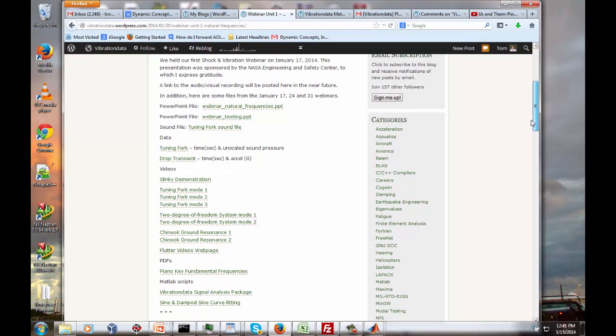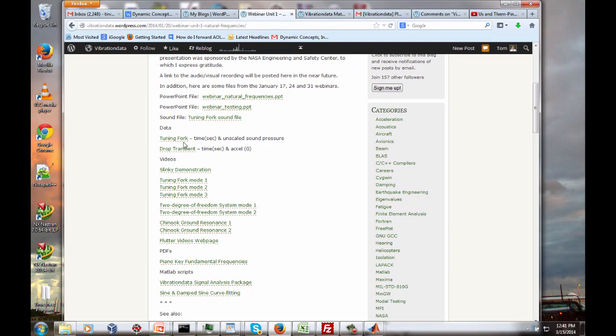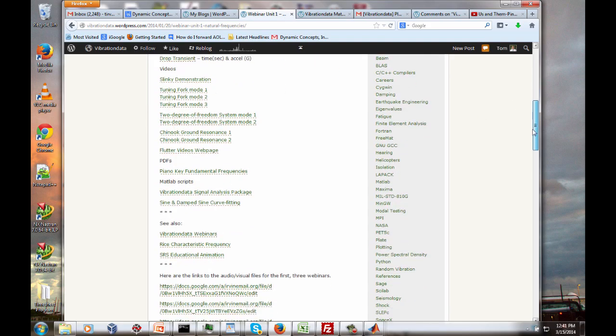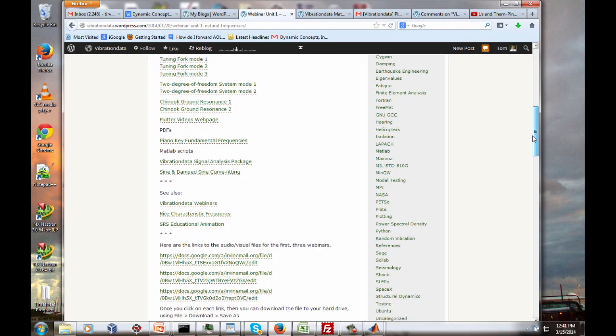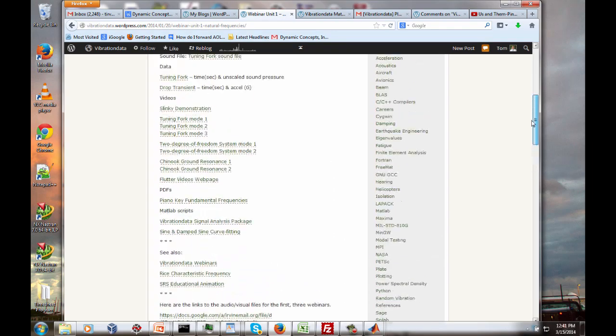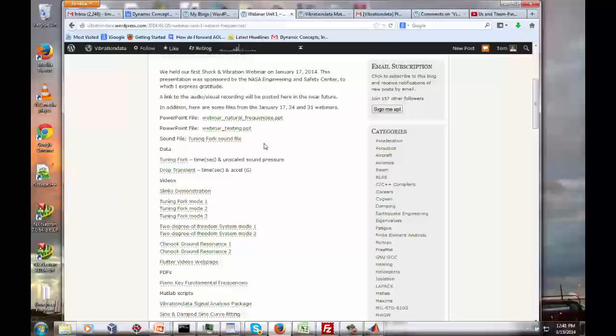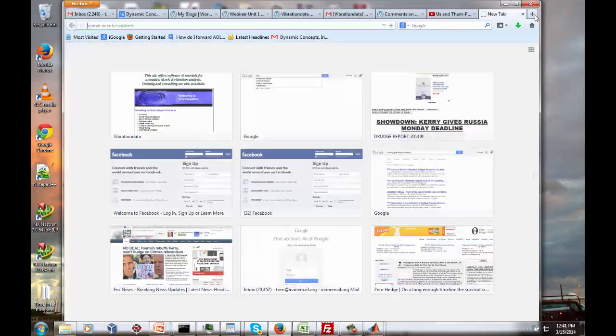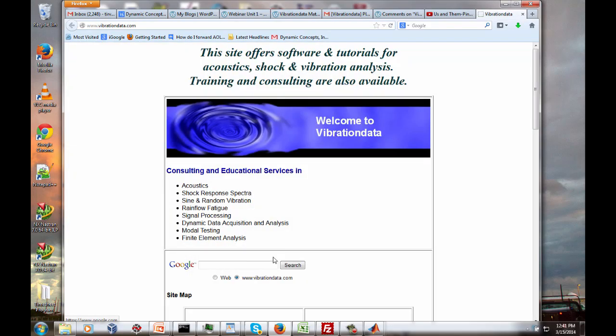And one thing I told you about the data was that the data had a steady state excitation and a steady state response. Well, how could you excite a tuning fork into steady state response? And actually what we're going to have to do here is go to the vibration data, and we're going to go to tuning fork in the search box. So we're at the vibrationdata.com website.